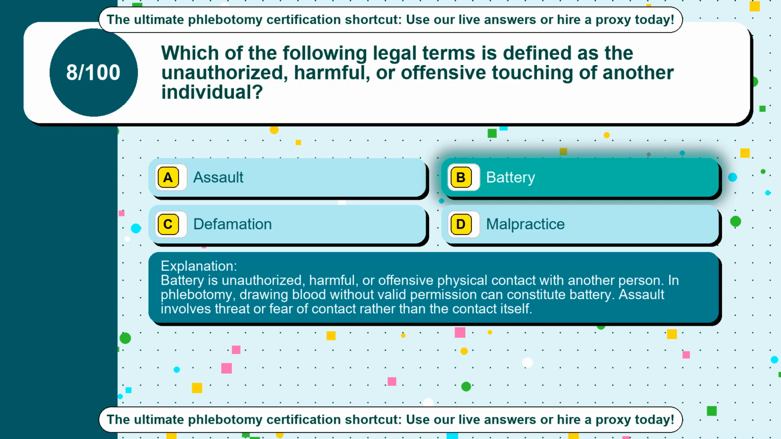Battery is unauthorized, harmful, or offensive physical contact with another person. In phlebotomy, drawing blood without valid permission can constitute battery. Assault involves threat or fear of contact rather than the contact itself.